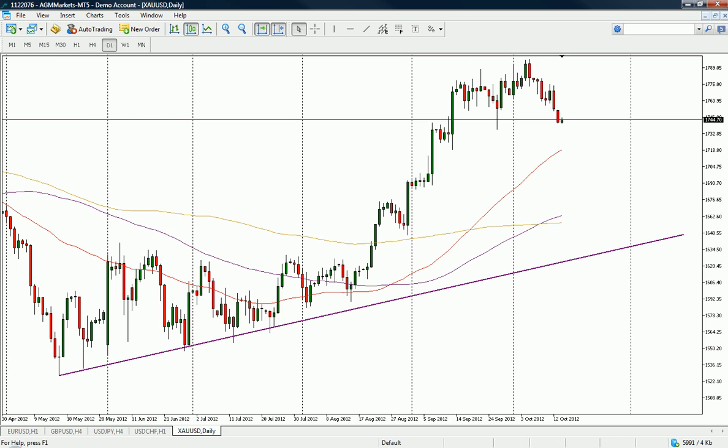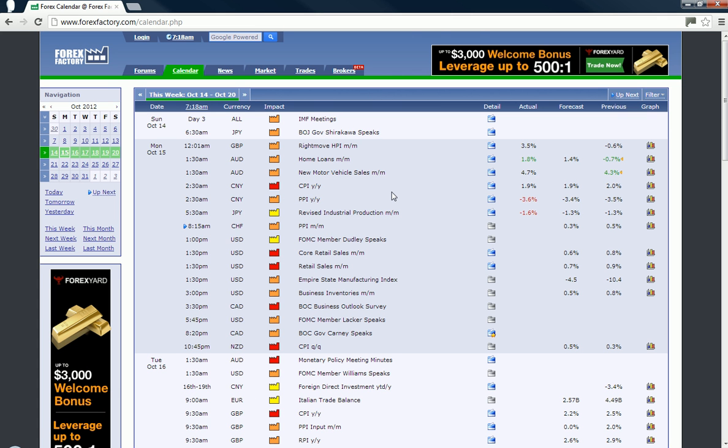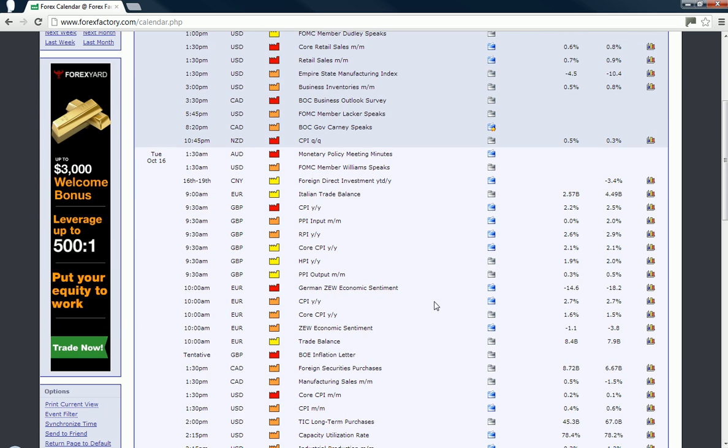Okay, that's all for the charts. Let's have a look at the Forex calendar, see what we've got coming out this week. In terms of high impact news, today at 1:30 it's all about US retail sales, month on month, forecast at 0.7% from the previous 0.9. 3:30 we've got some Canadian data. We'll have to have a look at dollar CAD next week.